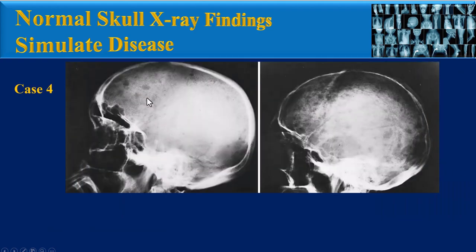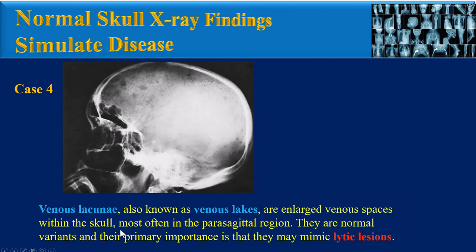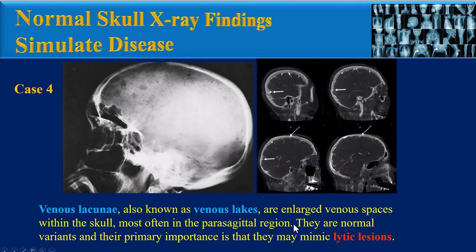Case 4. These images show multiple lytic lesions. But they are two examples of multiple diploic venous lakes, which may simulate metastatic neoplasm. Both patients showed no change on long-term follow-up examinations. Venous lacunae, also known as venous lakes, are enlarged venous spaces within the skull, most often in the parasagittal region. They are normal variants and their primary importance is that they may mimic lytic lesions.